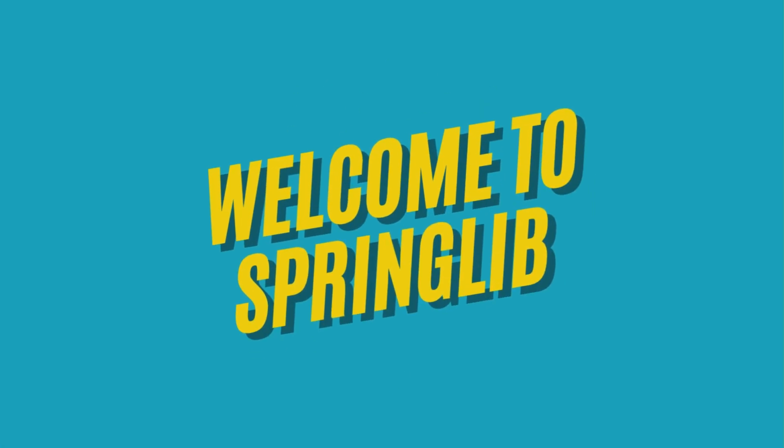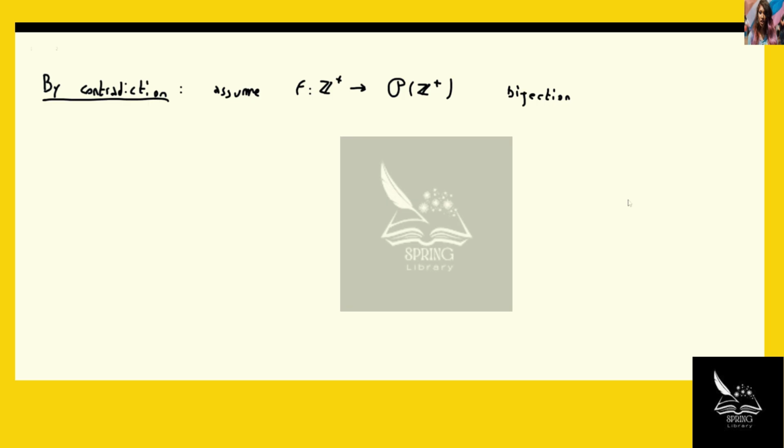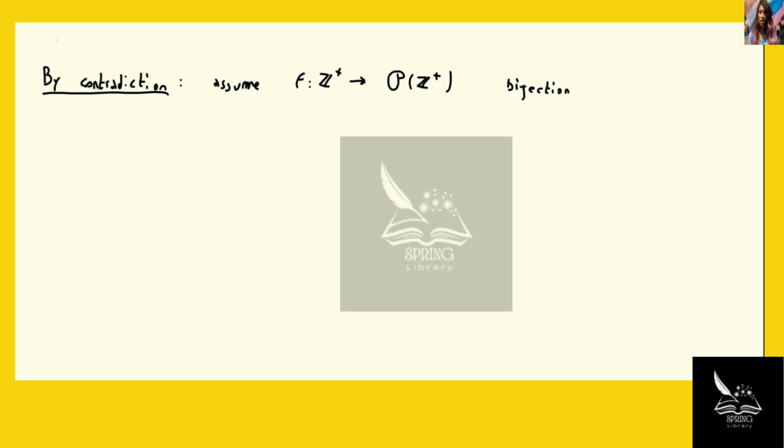Welcome to Spring LIB. We proceed by contradiction, so we assume that there exists a bijection, let's call it F, from the set of positive integers to its power set. So let's take an element S of the power set of Z plus, and that by definition of power set is just a subset of Z plus.